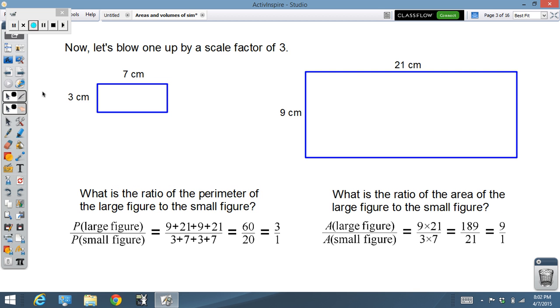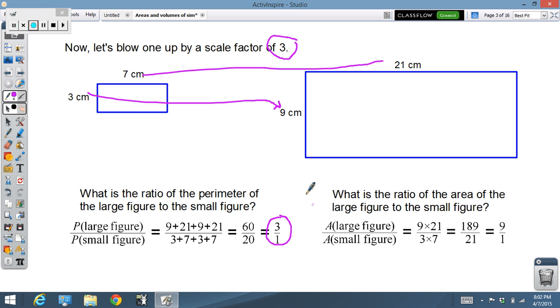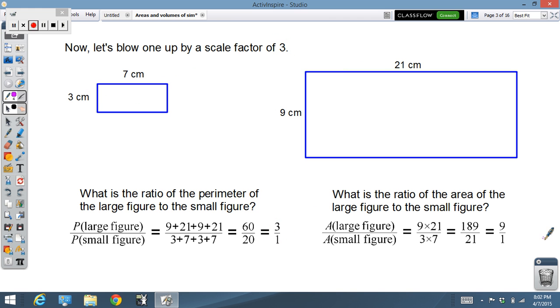Then we took one and blew it up by a scale factor of 3. If every side triples in going from one figure to the next, we check the perimeter: the perimeter of the big one was also triple the size of the small one. But when we checked the area, we found it was 9 times as big. Again, that makes sense. We could look at this figure and fit 9 of those little rectangles: 1, 2, 3, 4, 5, 6, 7, 8, 9 in the area of the bigger one.